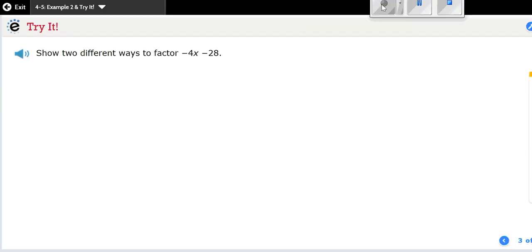All right, then in the try it, it wants you to do just that. It wants you to take this expression and think about how could you factor it taking out a positive factor. How could you also factor this taking out a negative? Right? So those two different ways. All right, go ahead and do the try it. Pause the video and then move on to example 3.